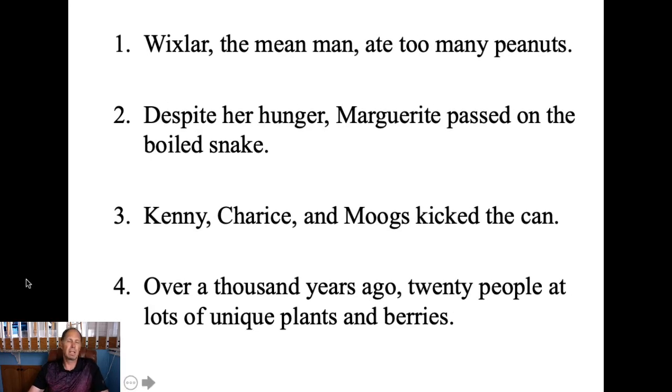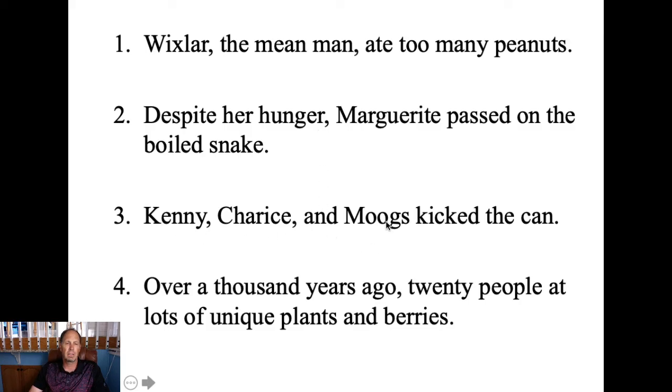Welcome back. Here are the answers to the quiz. The mean man modifies Wixler. So we have to put the comma here and the comma here as if to say, I can throw this away. The commas have separated them from the rest of the sentence, the subject and the verb. Despite is not the subject of a sentence. It sublimates, puts underneath this phrase, Marguerite passed on the boiled snake despite her hunger. If I can move that clause after the main sentence, the main phrase, then I know that I have an introductory clause and I need to separate with a comma.